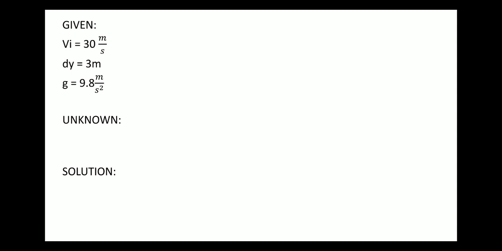We have vi, which is 30 meters per second, dy is 3 meters, and g is 9.8 meters per second squared. G is always there. And the unknown is the dx. So the formula for dx is vi times t. But the problem is, we have vi, which is 30, but we don't have time. So the first thing that we need to do is to compute for time.